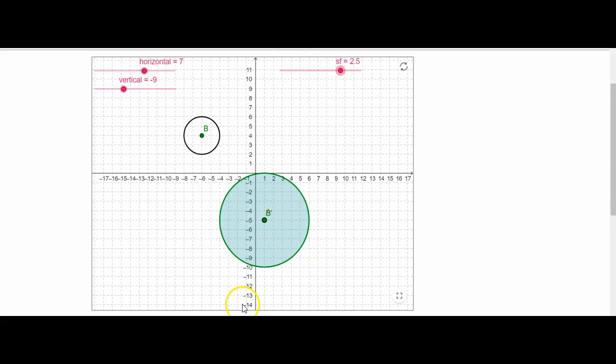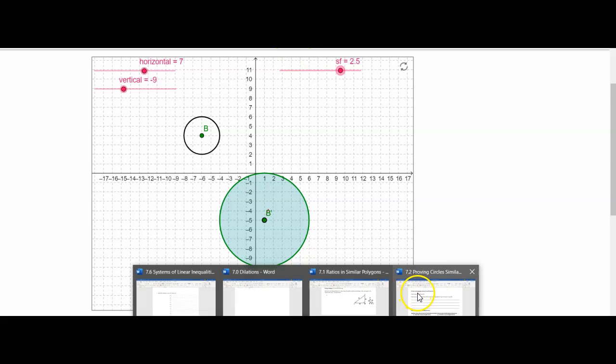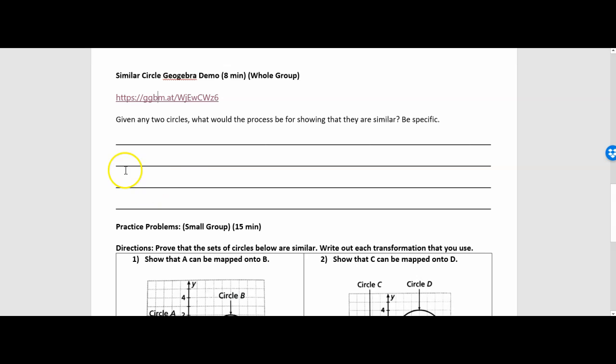Okay, let's go back to our notes. It says, given any two circles, what would the process be for showing that they are similar? Be specific. So just think about it. The process was generally the same for all three sets of circles that we looked at. Think about what we did first, second, third, etc., and write that process down on these lines here.